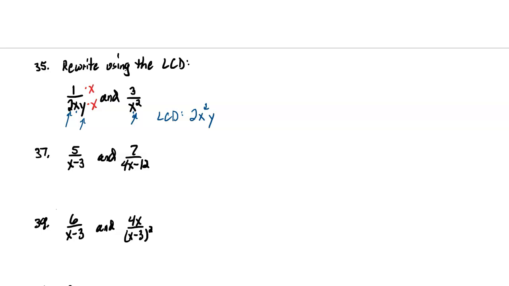Over on the side in red ink, I'm going to write down what's created. x over 2x squared y. That is the first fraction transformed into an equal fraction, but with the desired denominator.